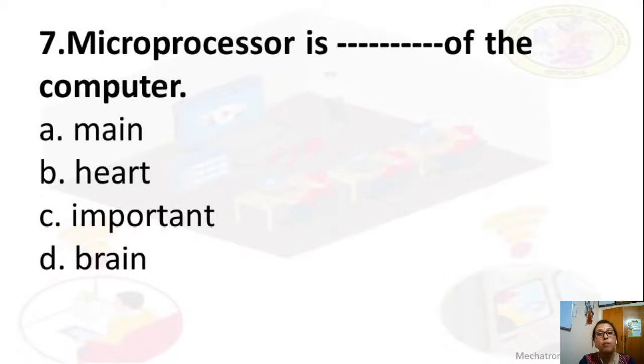Next, the microprocessor is the dash of the computer. Main, heart, important, brain. So the microprocessor is the heart of the computer.